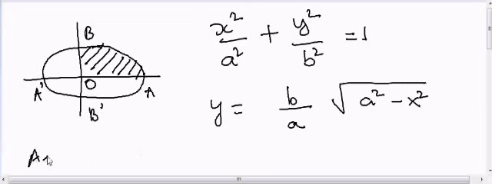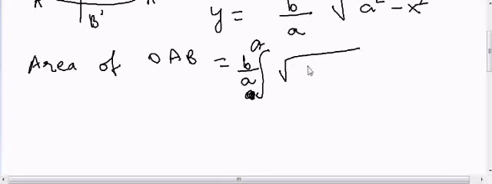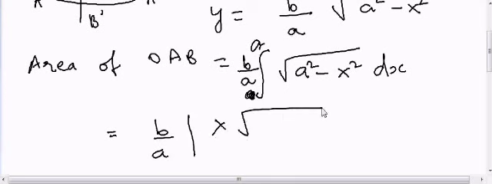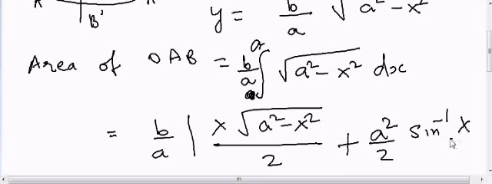So the area of OAB is equal to the integration from 0 to a of b by a square root of a squared minus x squared dx, and that will be equal to b by a times x square root of a squared minus x squared divided by 2 plus a squared by 2 sine inverse of x divided by a, evaluated from 0 to a.